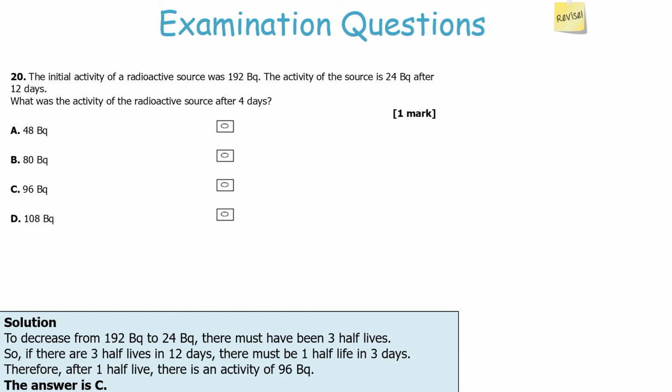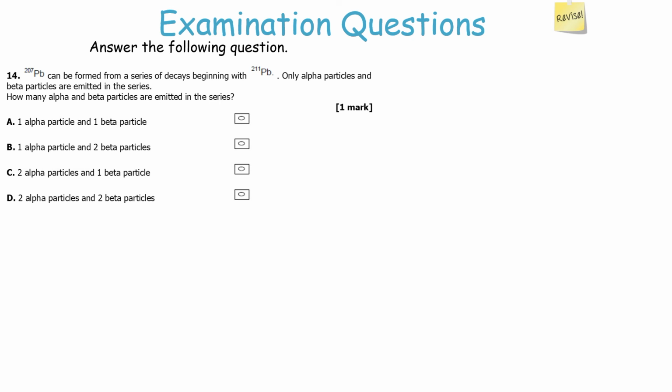So to decrease from 192 becquerels to 24 becquerels, there's been 3 half-lives, because we've just halved the value until we got to 24. So we did 192 halved, that value halved, we got to 24, so therefore there must be 3 half-lives. So if there are 12 days and 3 half-lives, that means in 4 days there is 1 half-life. So when we do 192 after 1 half-life, so we divide it by 2, it's going to equal 96 becquerels. So that's our activity. So the answer is C.